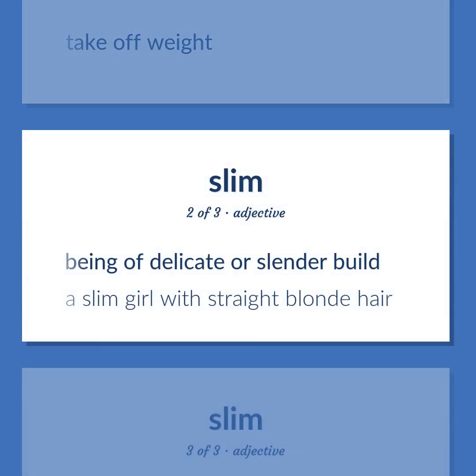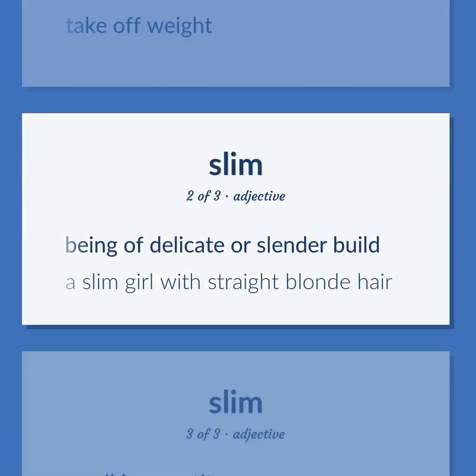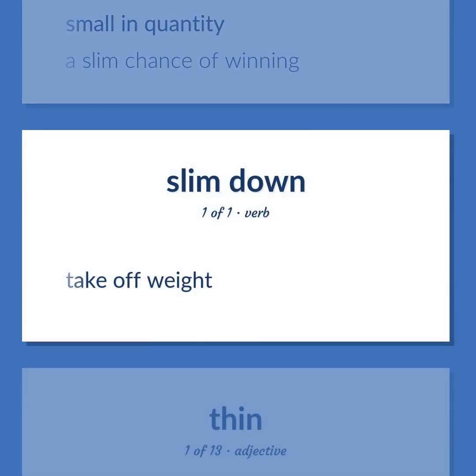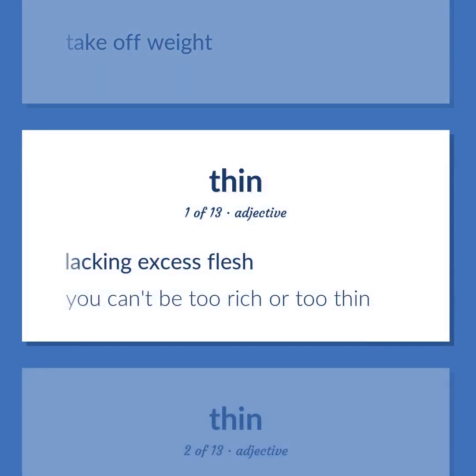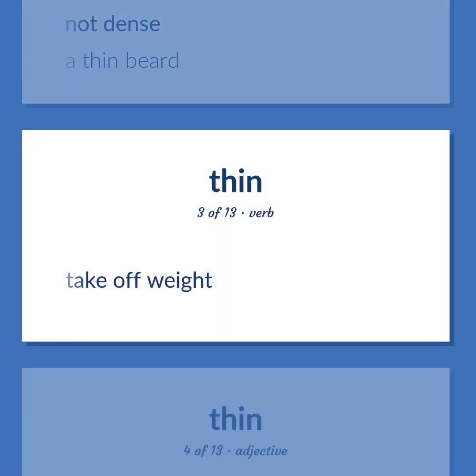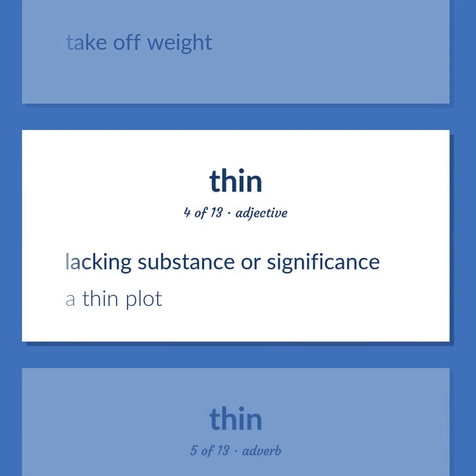Being of delicate or slender build. A slim girl with straight blonde hair. Small in quantity. A slim chance of winning. Take off weight. Lacking excess flesh. You can't be too rich or too thin. Not dense. A thin beard. Take off weight. Lacking substance or significance. A thin plot.